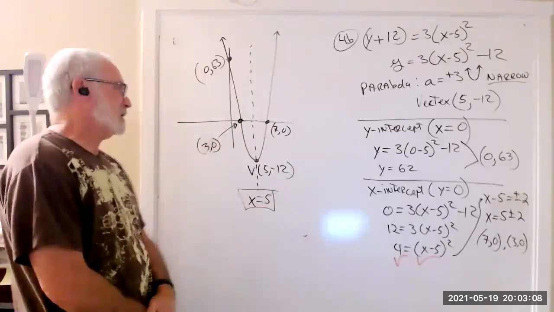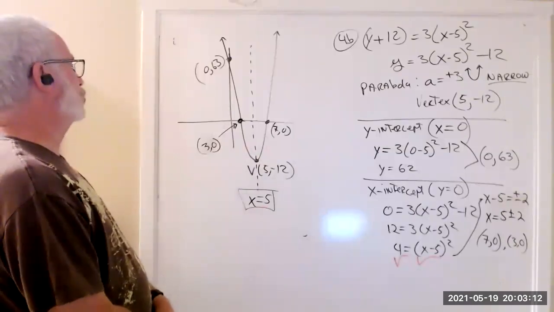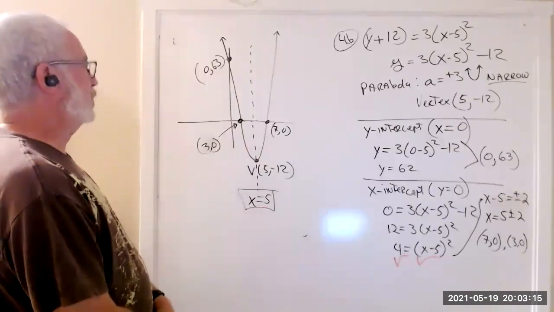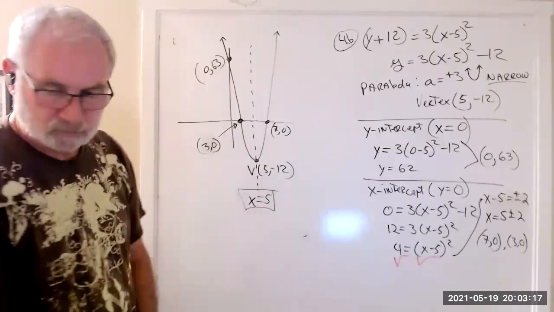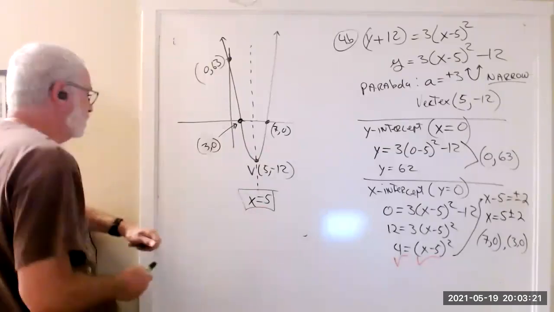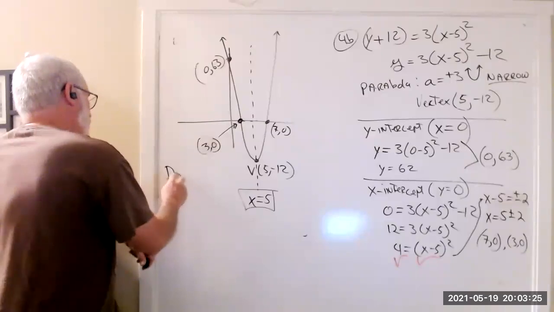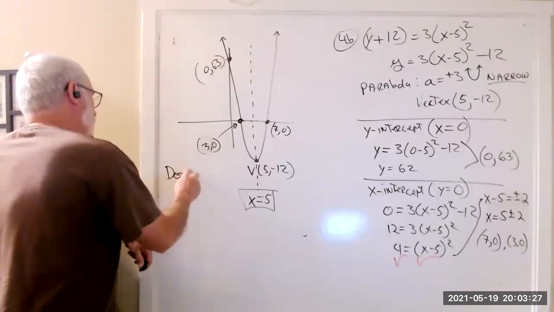Lastly, I need a domain and a range for this whole picture. Anybody want to take a shot at the domain? Try domain, is it bracket 5?